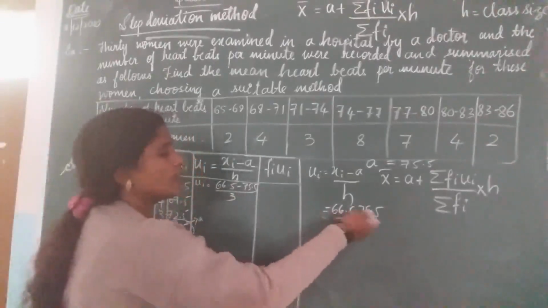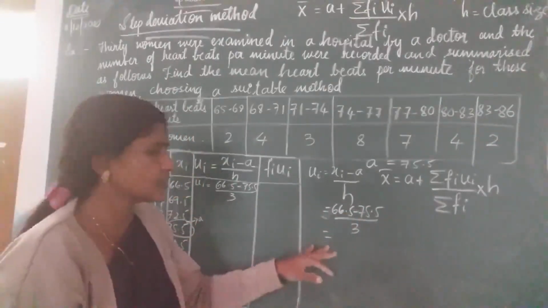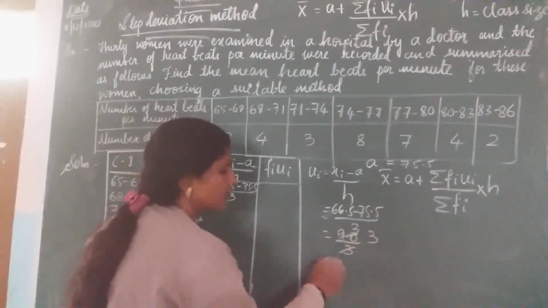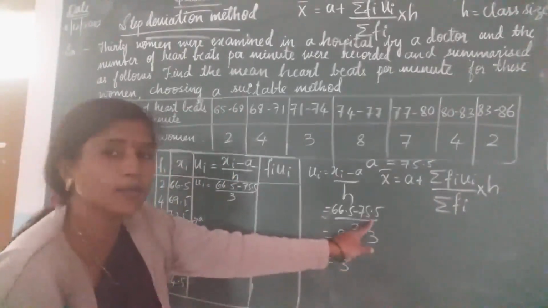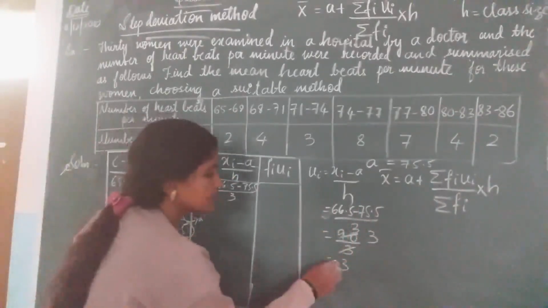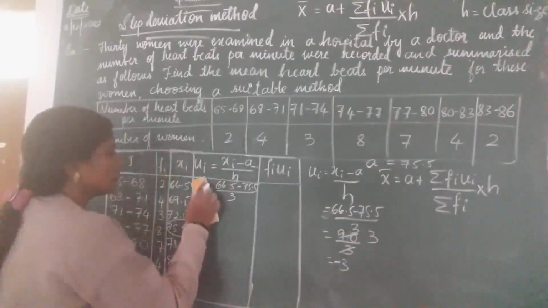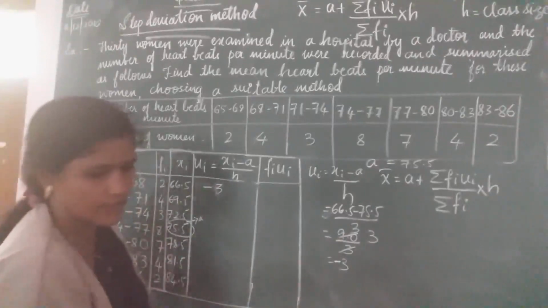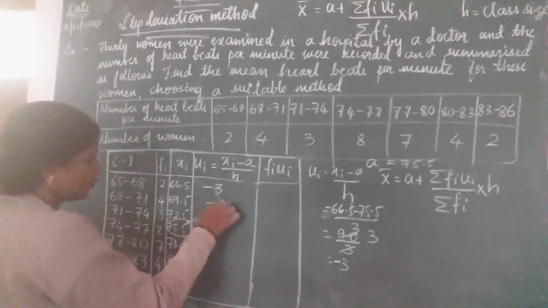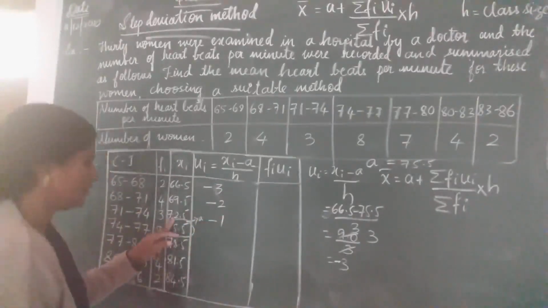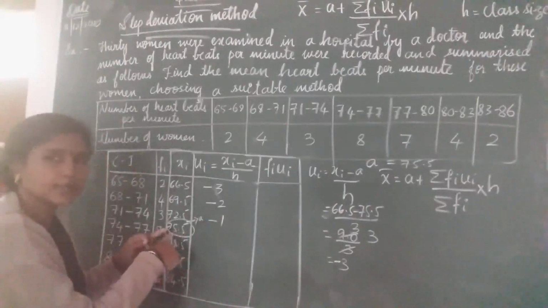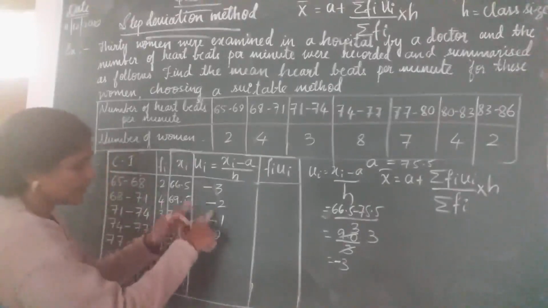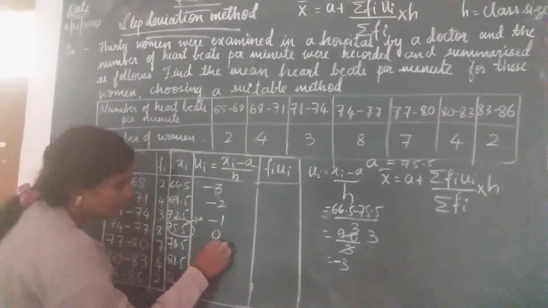So 66.5 minus 75.5 is 9.0, divided by 3, that is 3. But here the bigger number has the minus sign, so the answer will be negative. So here the answer is minus 3. The next answer will be minus 2. Next one is minus 1. Now 75.5 minus 75.5 is 0. Once you get the negative numbers, the rest will be positive.